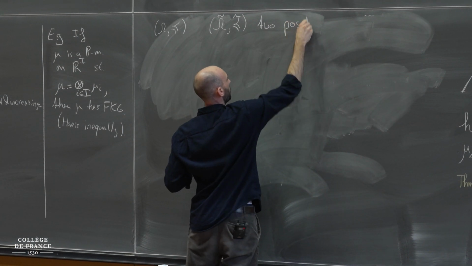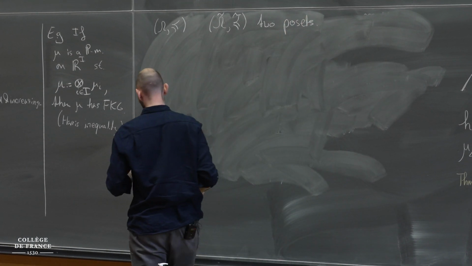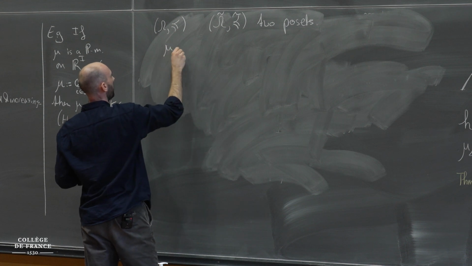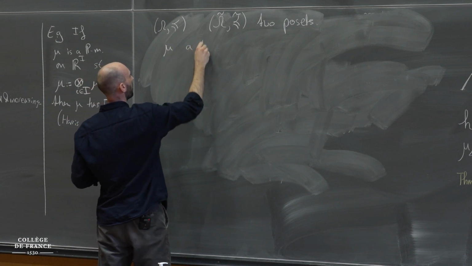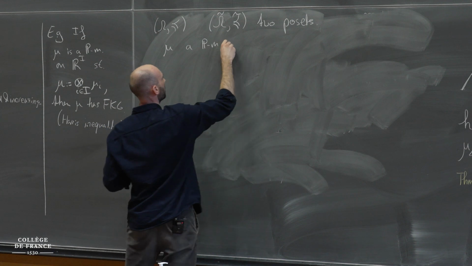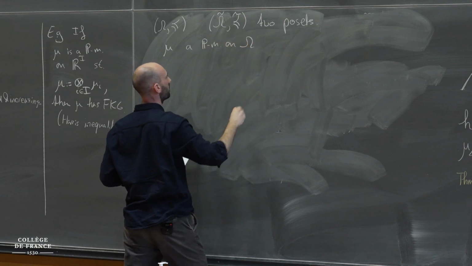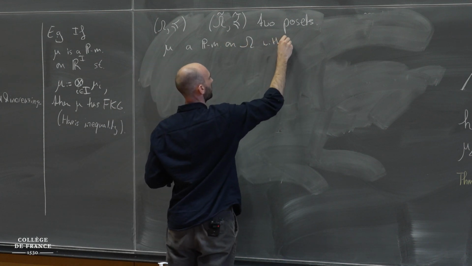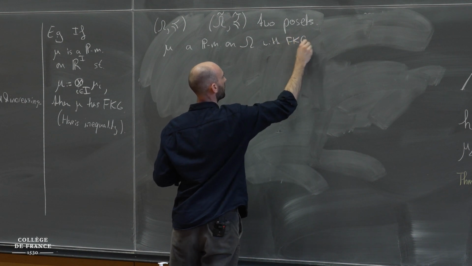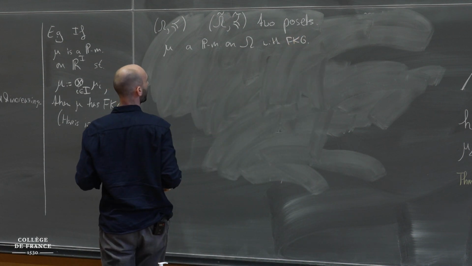So we start with two posets. We start with mu, a probability measure on omega, with FKG. Okay, what we're going to do is the following.